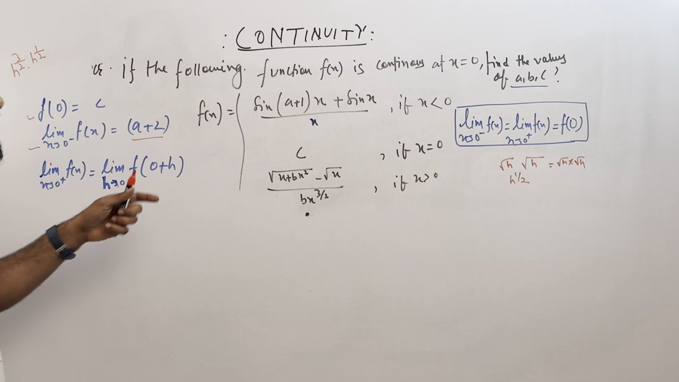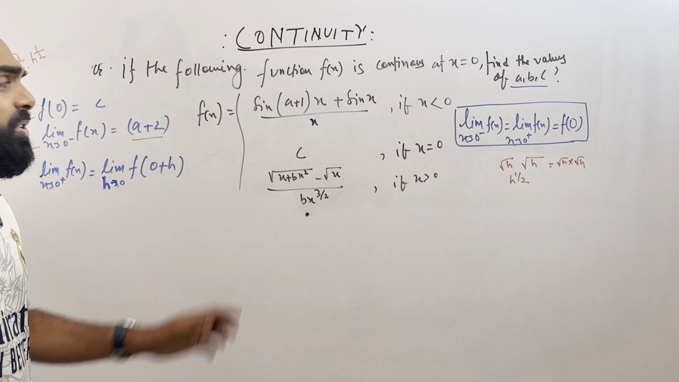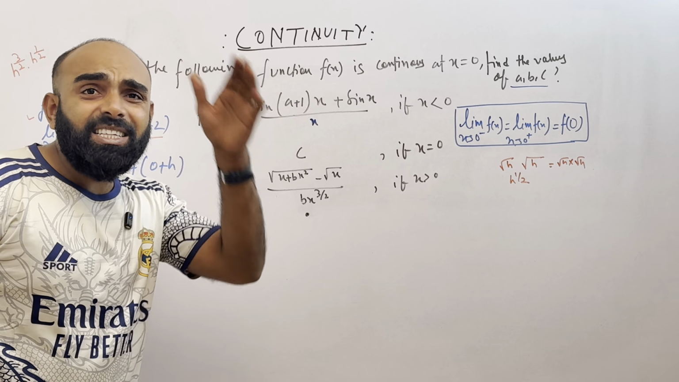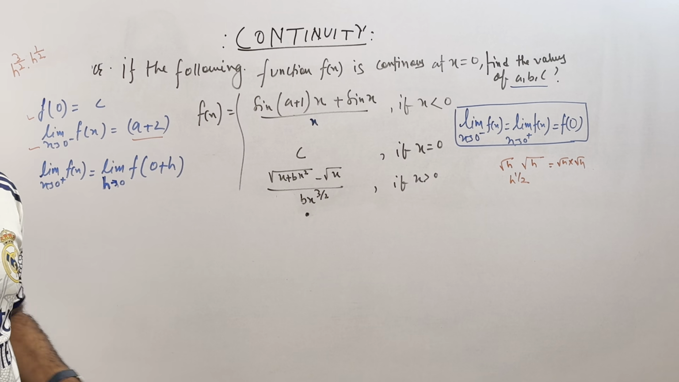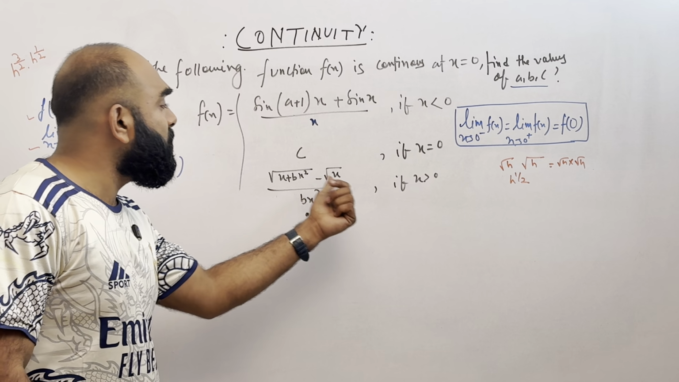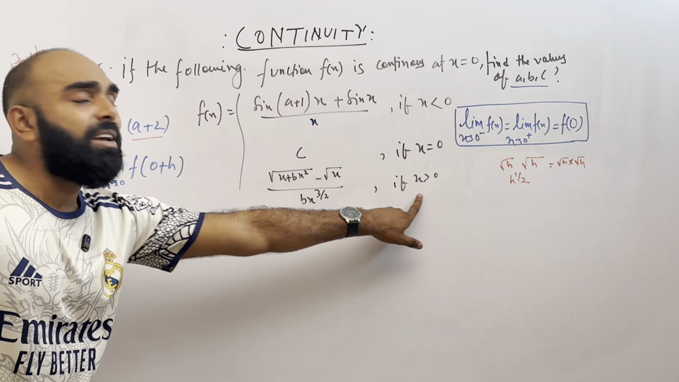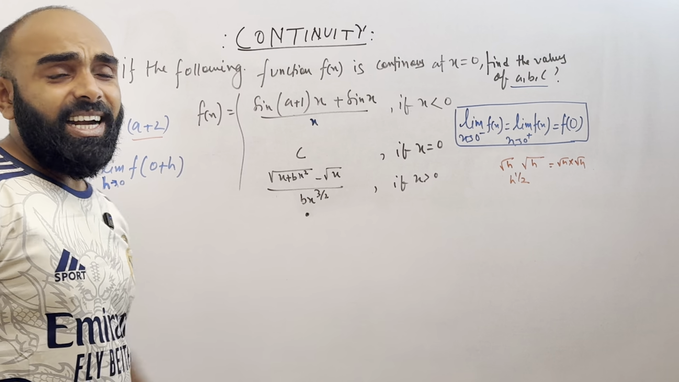What does it mean? Sir, go in the function. Which function do I have to go to? The function which is defined for x greater than 0. Which function is defined for x greater than 0? Sir, root over x plus b x square minus root x divided by b x to the power 3 by 2. This function is valid when x is greater than 0.